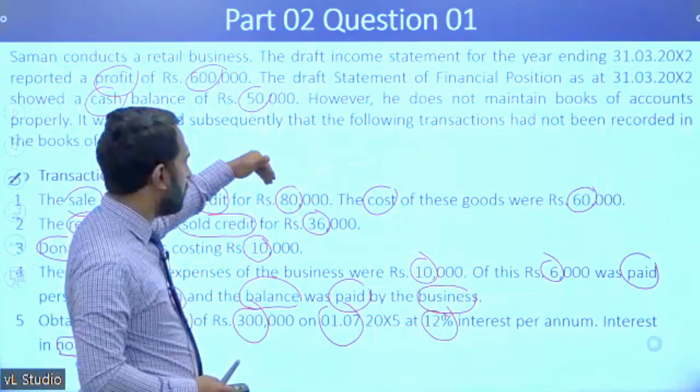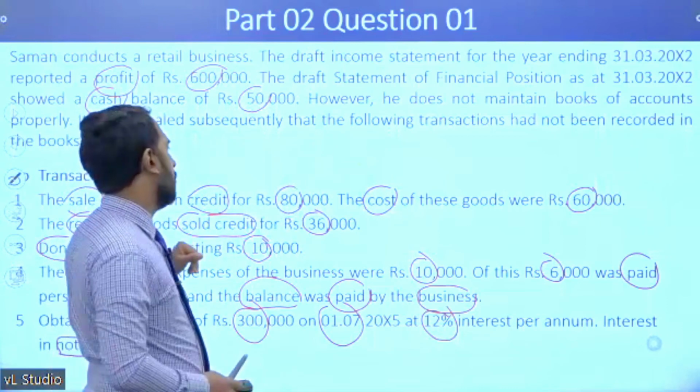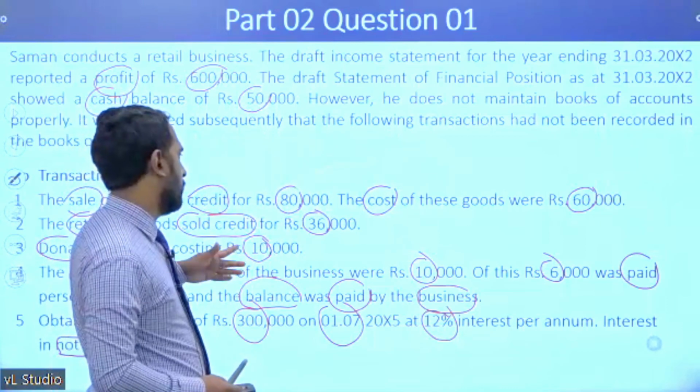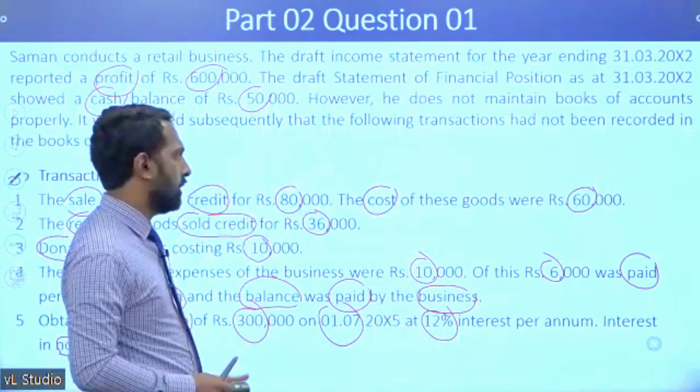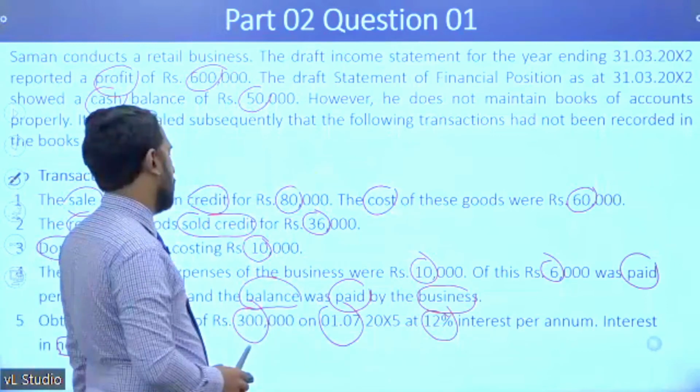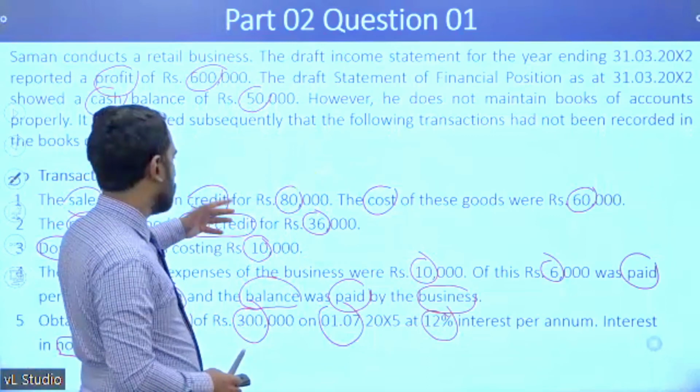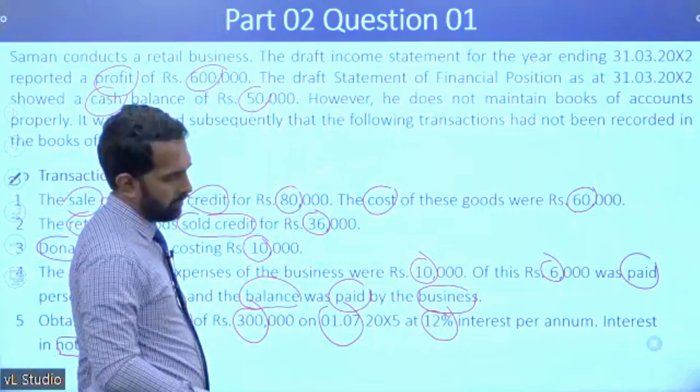Sale of goods to someone, 80,000 with a cost of 60,000, has not been recorded. Return of items from someone has also not been recorded. Like that, they should have given the names. In the absence of names, we can see these two are two different transactions.